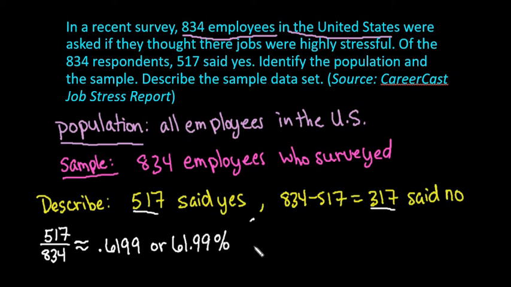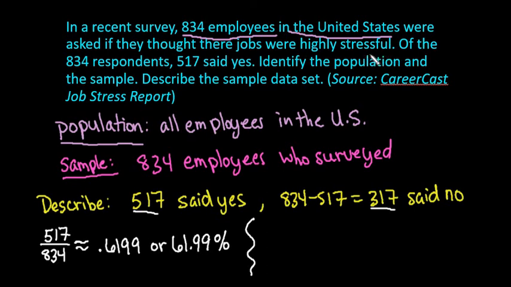Or you could say approximately 61.99%. So anytime that you see surveys or things that are being generalized to the entire population, when they're saying approval ratings or things like that, they're using sampling methods, and you're hoping that the samples that they did use were representative of the entire population. So we could say approximately 62% of employees in the US believe that their jobs are highly stressful.